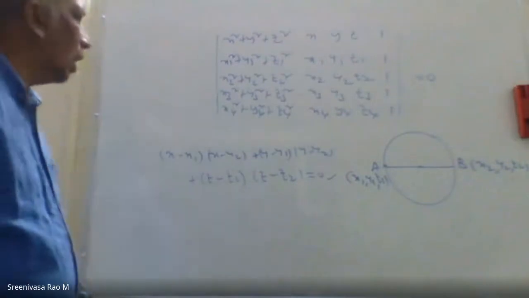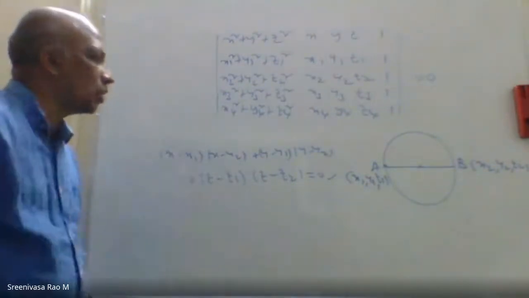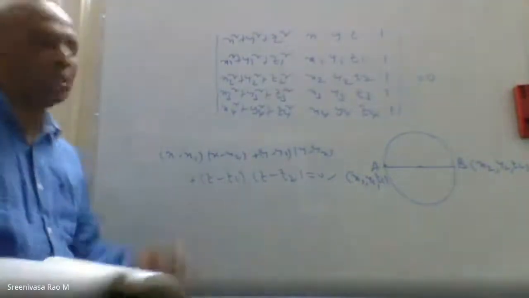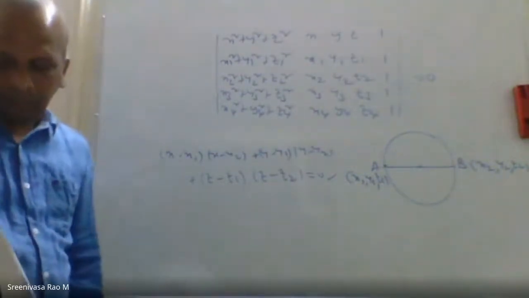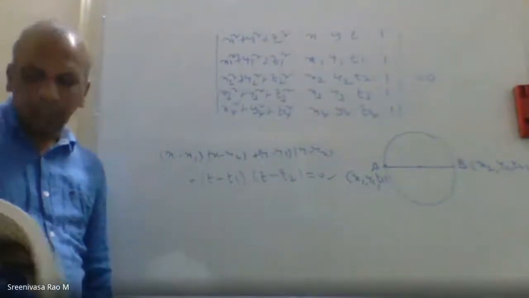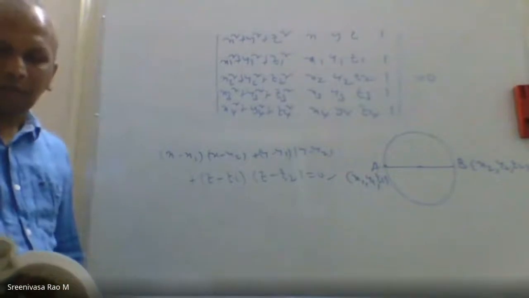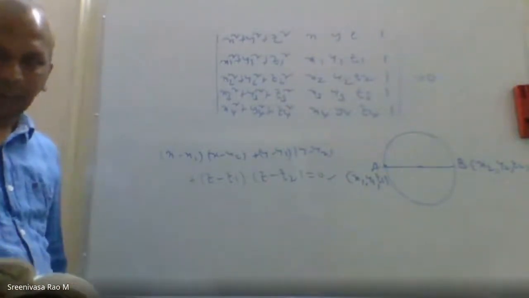So this gives the equation of the sphere if you know the ends of the diameter: x minus x1 into x minus x2 plus y minus y1 into y minus y2 plus z minus z1 into z minus z2 equal to 0. If you know the end points, we can write it like this.